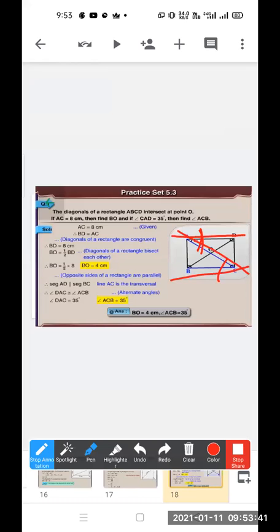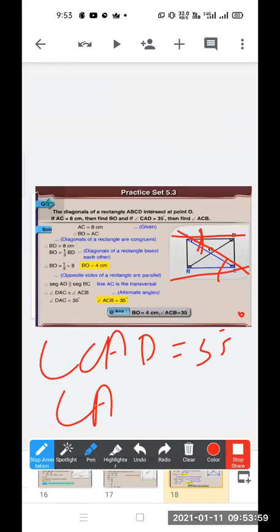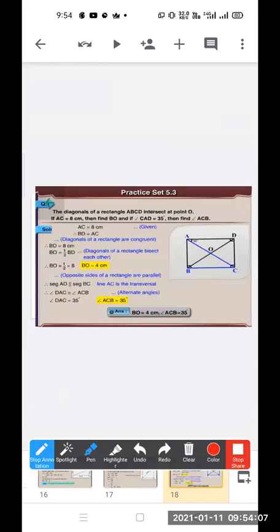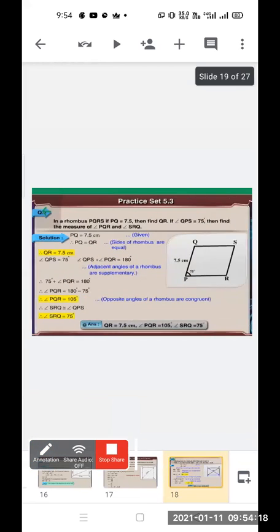And I told you what is the Z test. Z test means they are forming alternate angles, and alternate angles are congruent. So angle CAD is given 35 degree. What you have to find is angle ACB. So angle ACB is also 35 degree because alternate angles are congruent. Next question.